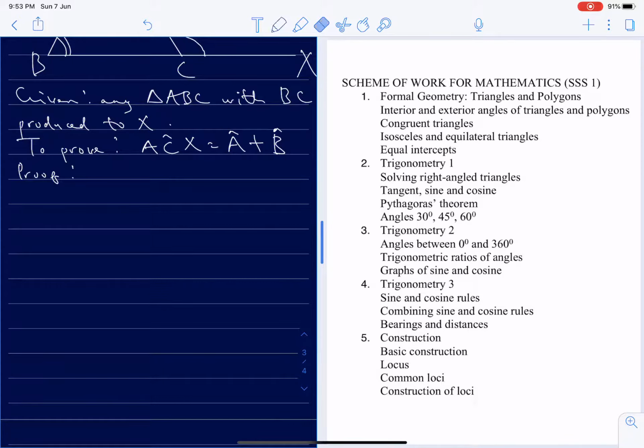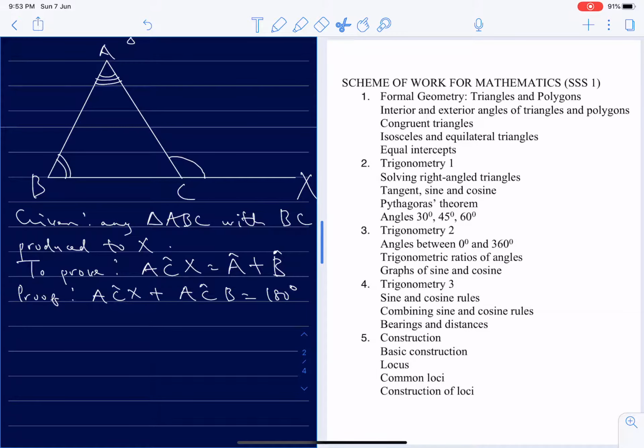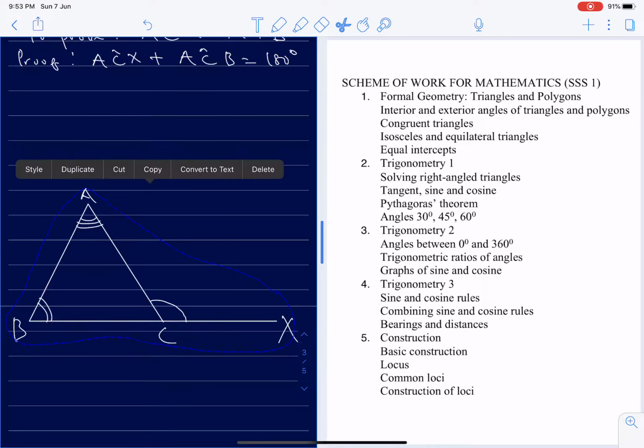ACX plus ACB is equal to 180 degrees. Let's see that. As usual, I'll bring the diagram down so that I don't have to keep scrolling up or down. Don't redraw the diagram, just draw it once. This is just for us to see the labelings on it.